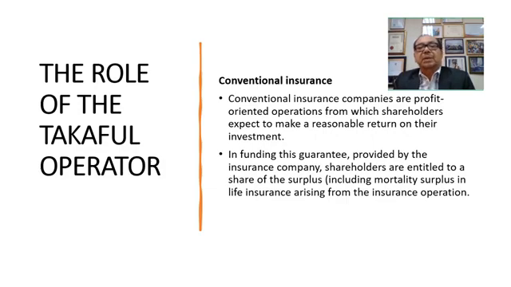But the difference here is, you get the profit plus you are also covered in case something happens to you. Your money in the bank as a deposit only gets you a return of 3% or 4%, but they don't cover anything else, for example your accident, your house burning, that kind of thing. So there is a difference. In funding this guarantee provided by the insurance company, shareholders are entitled to a share of surplus, including mortality surplus in life insurance arising from insurance operation.